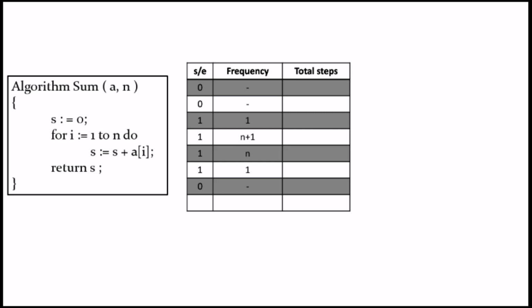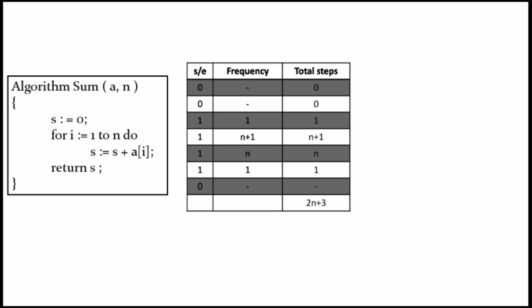So to calculate total steps, we just have to multiply SE by frequency. So for S equal to 0, 1 into 1, that is 1. For loop, 1 into n plus 1, that is n plus 1. Next, S equal to S plus A of I, that is 1 into n, that will be n. And finally the return statement, 1 into 1, that is 1.